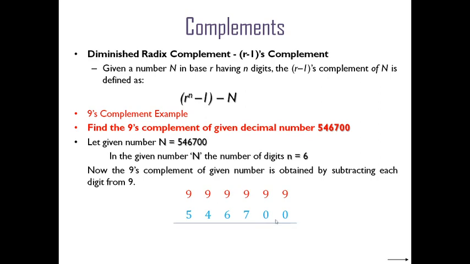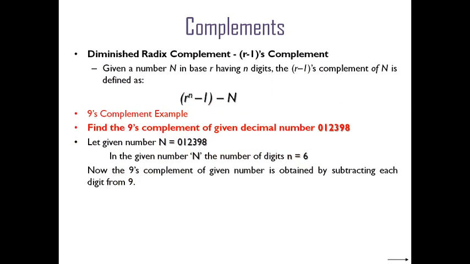So I have taken the given decimal number and I am going to subtract here. 9 minus 0 is 9, 9 minus 0 is 9, 9 minus 7 is 2, 9 minus 6 is 3, 9 minus 4 is 5, 9 minus 5 is 4. Now this is called a nines complement. Okay. Now I will take one more example.